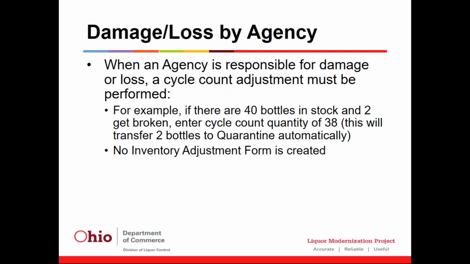So, for example, if you had 40 bottles of an item and you had an employee break 2 of them, when you went to do the cycle count on that item, you're only going to count good inventory. You're not going to count damaged inventory. So you would only enter your cycle count quantity as 38 bottles. That would take the 2 damaged bottles out of inventory when you finalized that count and posted the journal.